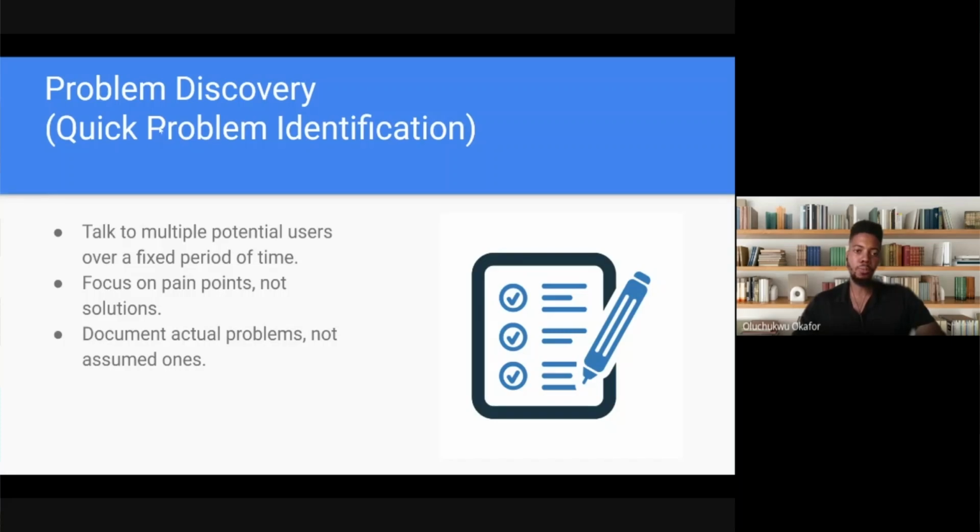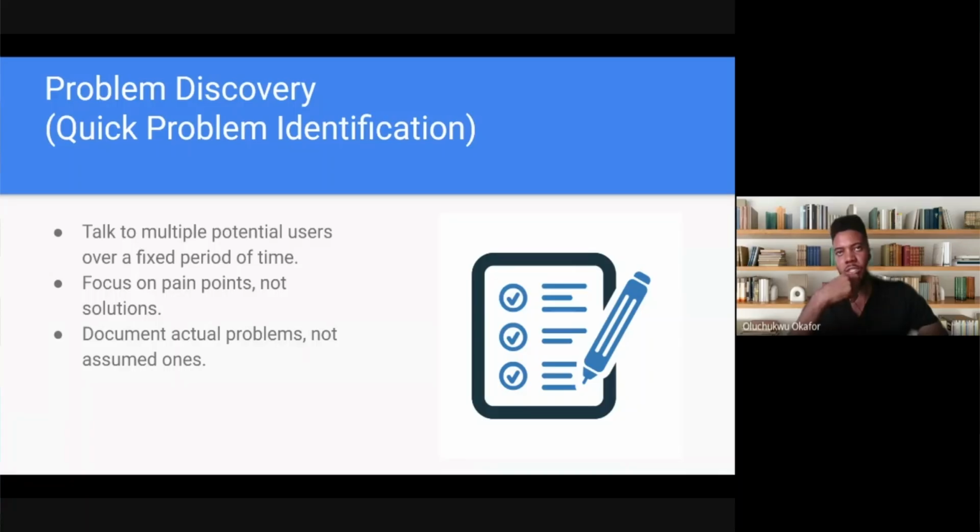The first stage is problem discovery. You talk to multiple potential users over a fixed period of time. Make sure you focus on getting their pain points, not solutions. You're not focused on what solutions they want, or what solutions you think they'll need. You're focusing on getting their real problems. In the case of the African Airbnb, you could talk to Airbnb users and find out what issues they have with Airbnb rather than focusing on what they want.